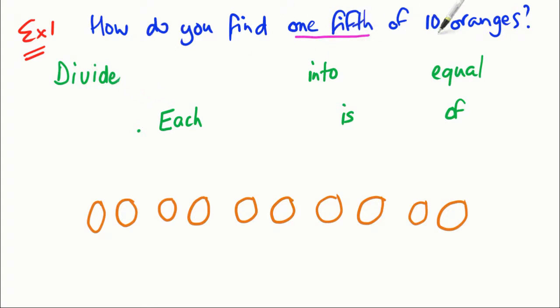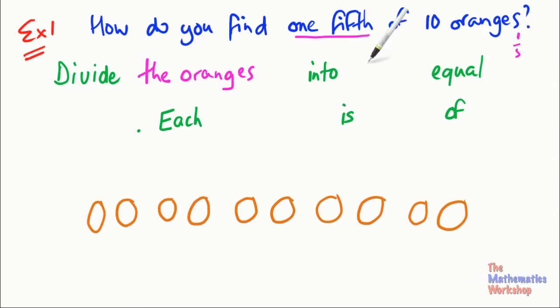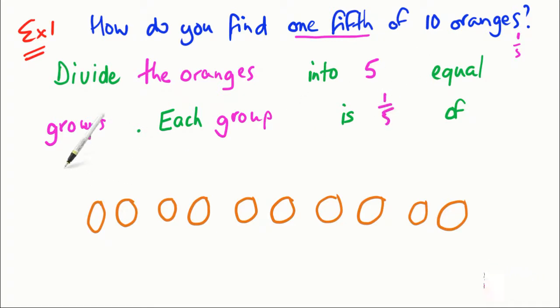So you're going to divide the oranges, and this time because there's more than one whole thing, you're going to divide them into groups, and because it's 1/5, it's the number on the bottom that tells you how many equal parts or groups. So this is going to be into 5 equal groups, and each group is what fraction? This fraction, which is 1/5 of the oranges.